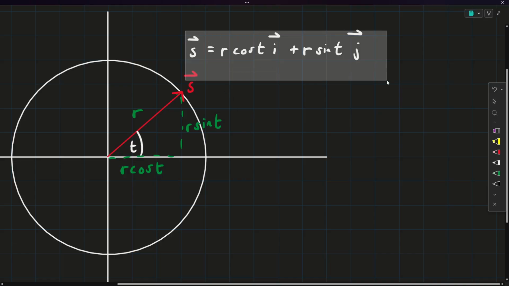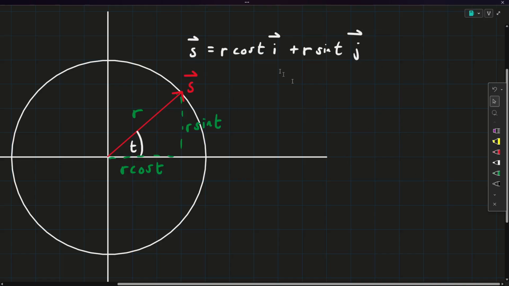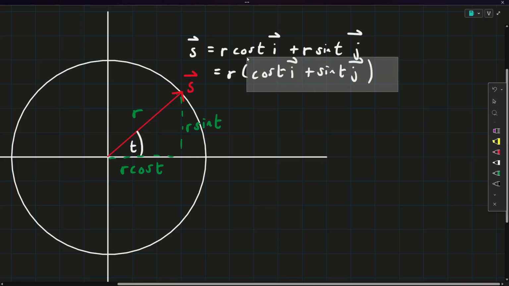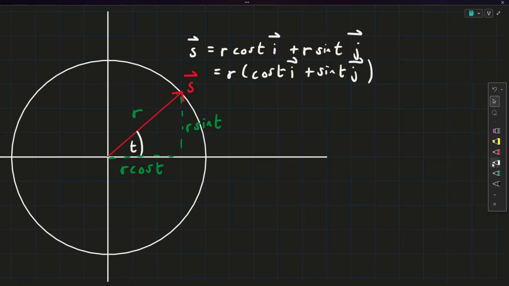So if you write this as vectors, you can do this with complex numbers, by the way. I might do another video going over that. The horizontal component will be r cos t, and the vertical component is r sine t. And you can see that here. I figured that out from the diagram. You can also factor out the r if you want. And then it would basically just look like r times a point on the unit circle, which is cos t i plus sine t j.